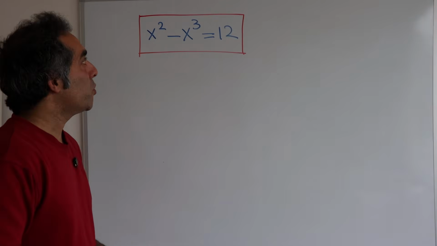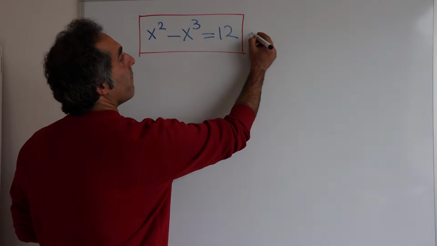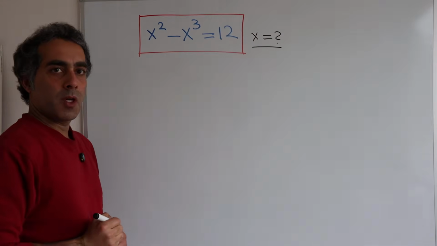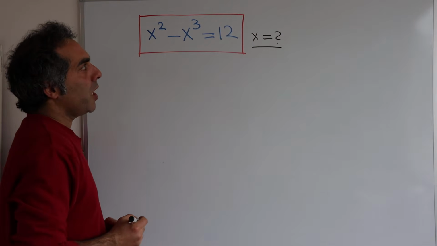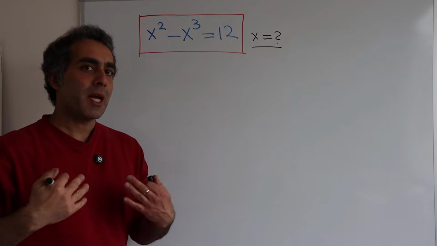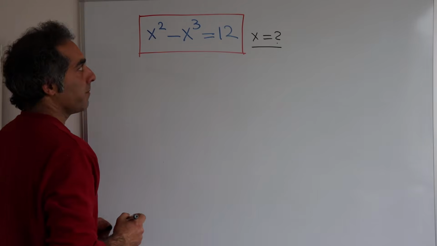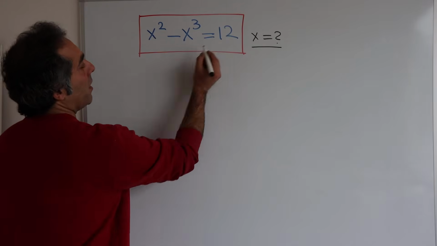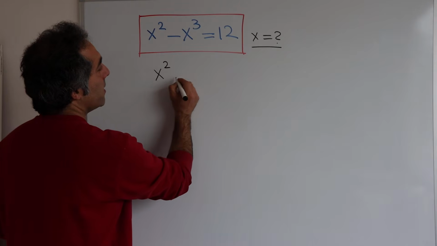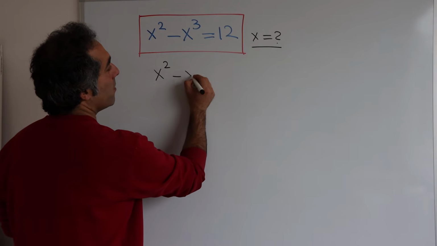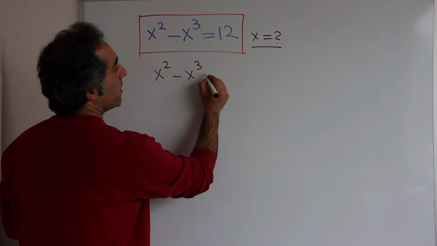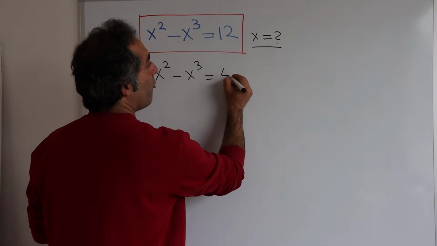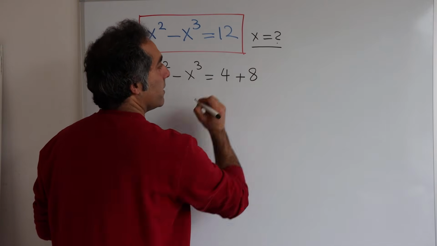Hello my friends. Today I want to find the value of x from this question. But it's very difficult to calculate directly this question. I use a math trick here. I can write this question as x squared minus x cubed equals to, and 12 is 4 plus 8.